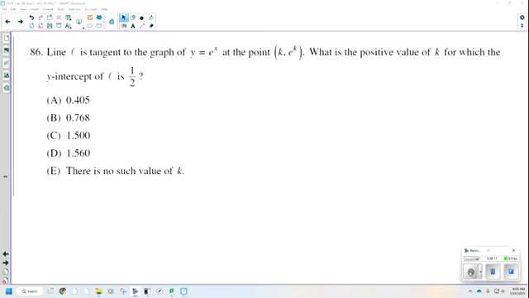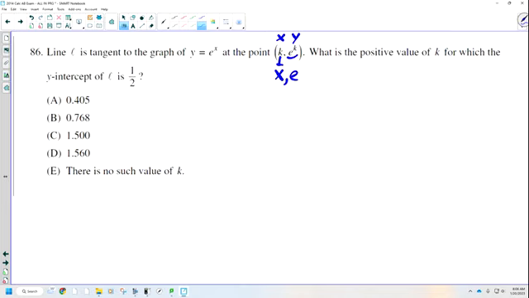A couple of things I would like to point out as we start. This is a coordinate, like my x and my y value. Notice if my x is k, then this right here is e to the x. My y value is e to the x. And how do I know that?